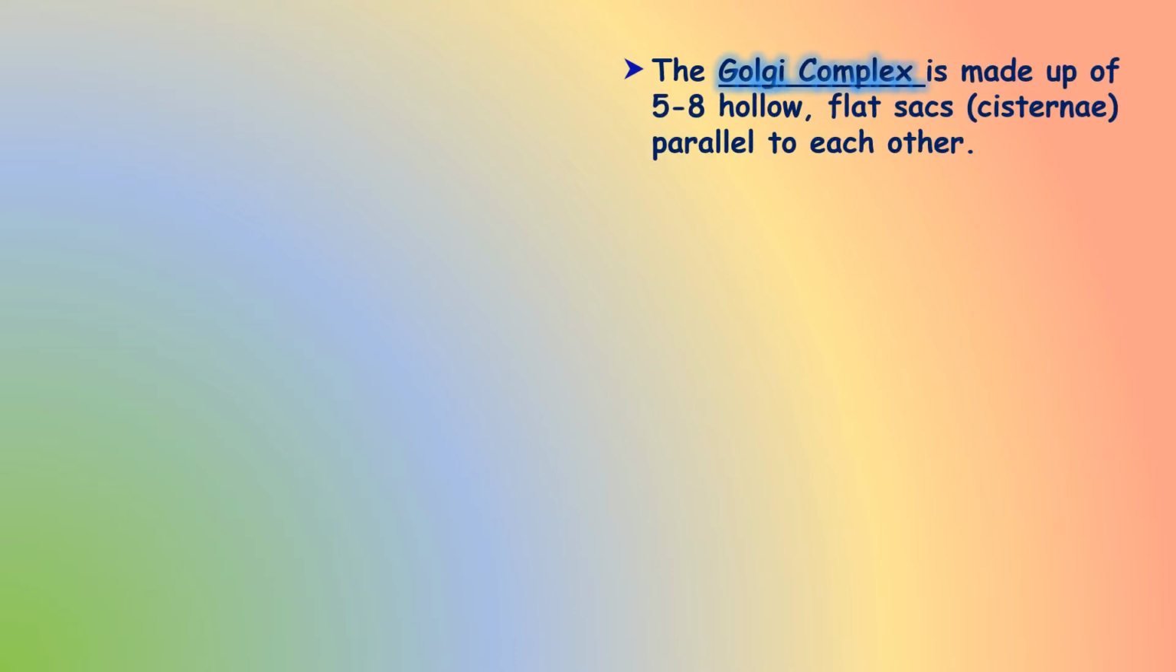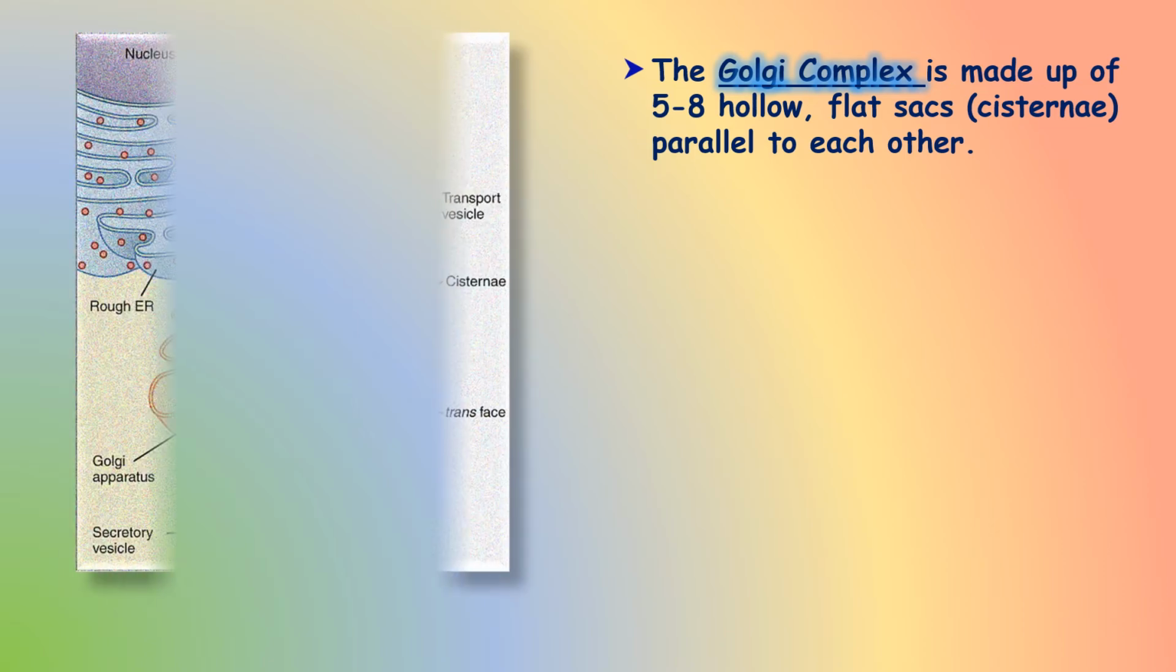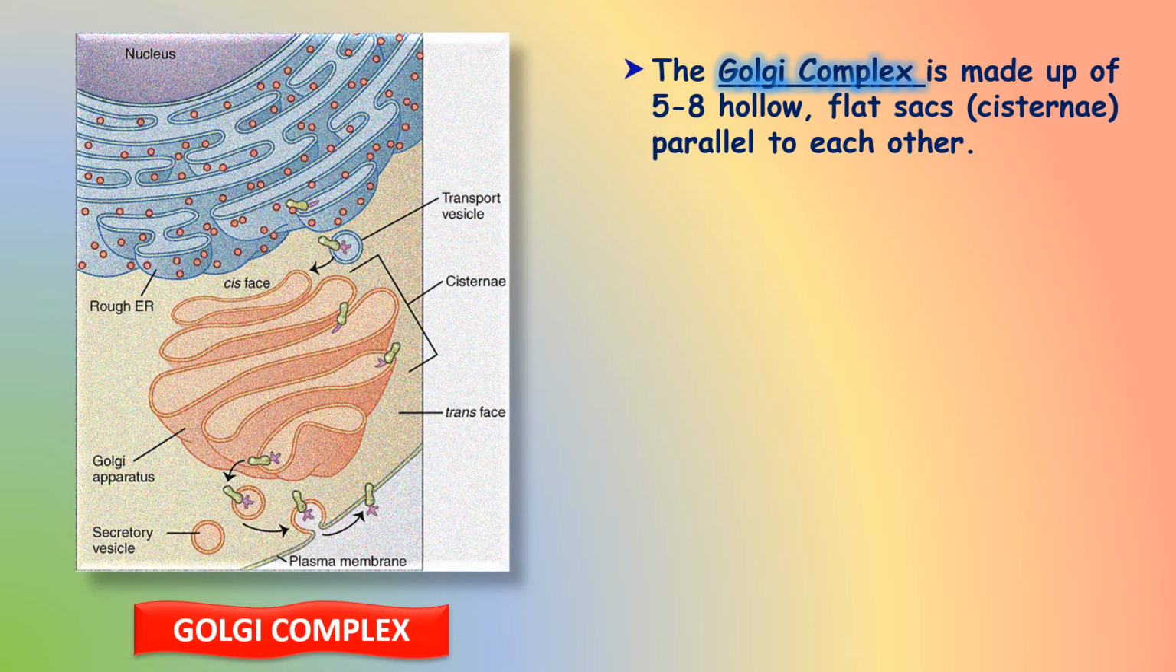Next comes the Golgi complex, made up of 5 to 8 hollow, that means nothing inside, flat sacs called cisternae, and they are parallel to each other. You see this Golgi complex? These hollow, nothing inside, I said, and they are called cisternae, and they are parallel to each other. Now, cisternae are filled with enzymes.